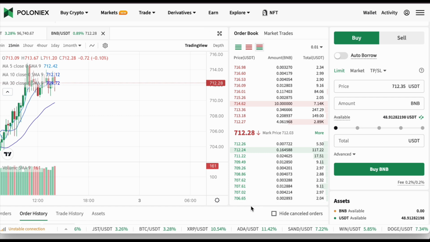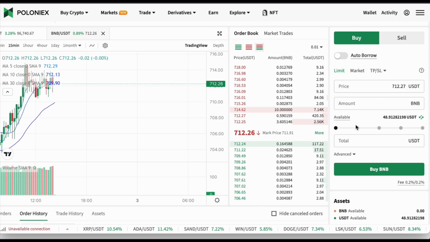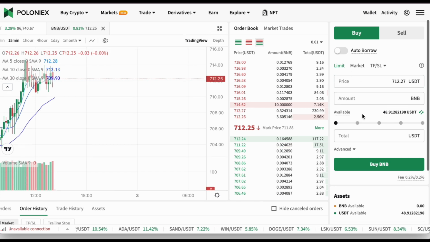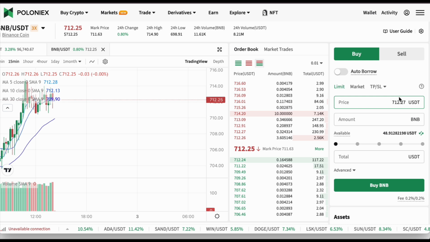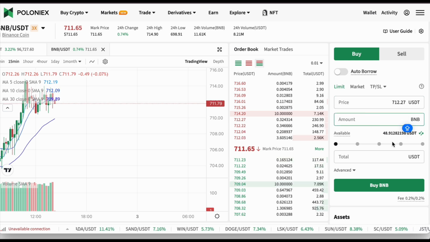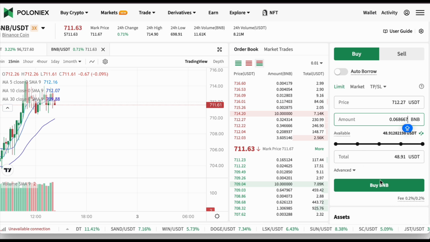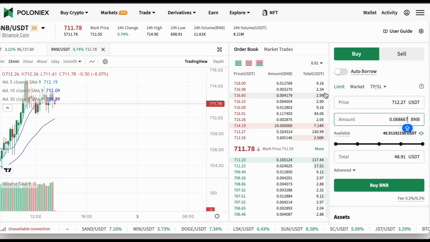Since you are buying, you're buying from someone that is selling, so you want to buy now from someone who is selling. You simply click on one of them. Here, this person wants to sell 4 BNB at this price, so you can click this price. The buy side price will adjust to the price in the order book, and then you put the amount of BNB you want to buy at that price, so you're buying out of the quantity this person is selling. That is how to do your limit order.